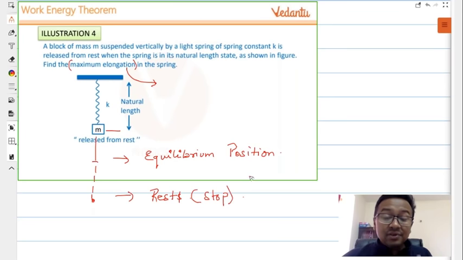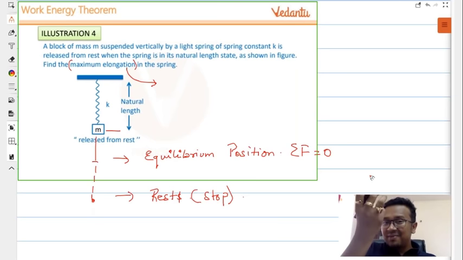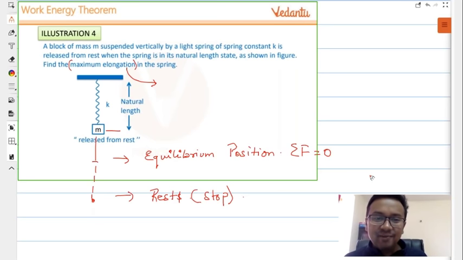At the equilibrium position, remember students, that F net, the net sum of the forces, is zero, but the block is not at rest. It still moves. It has got velocity. It still moves down and stops at a down position, and then it is being acted upon by the spring force in the upward direction.